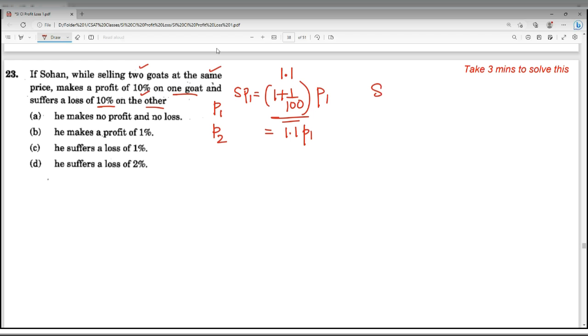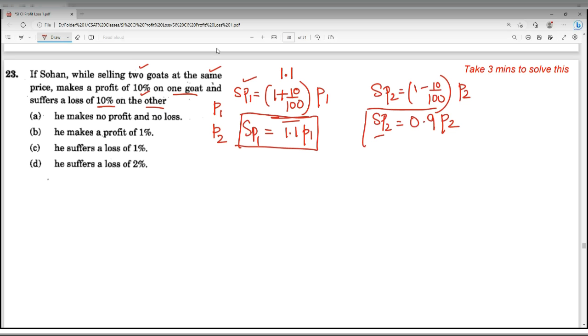Now the selling price of the second goat: he is selling it at a loss of 10%. Loss of 10% means 1 minus 10 by 100 into P2. This is the second goat. This is equal to 0.9 P2. This is the selling price. Now what they are telling is, these two prices, SP1 and SP2, are the same.